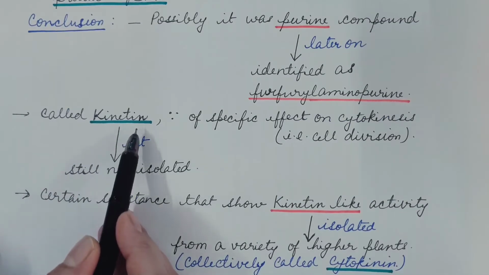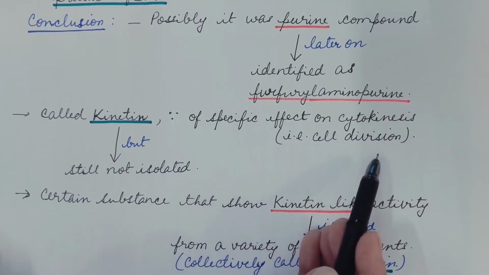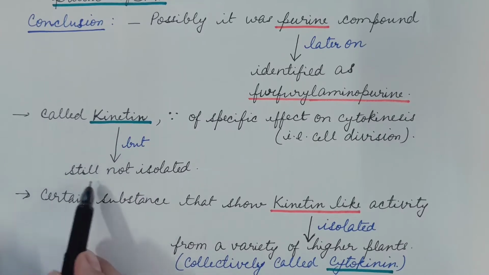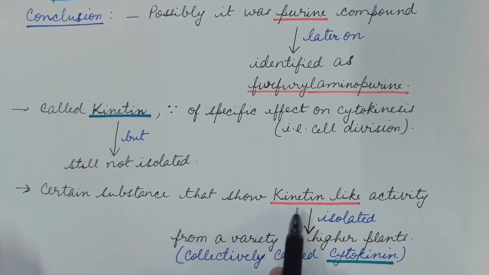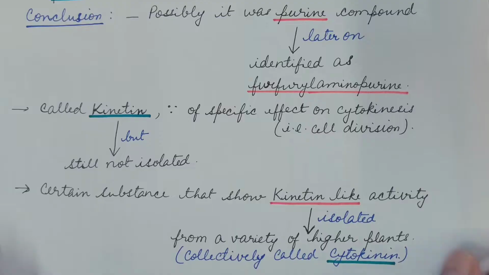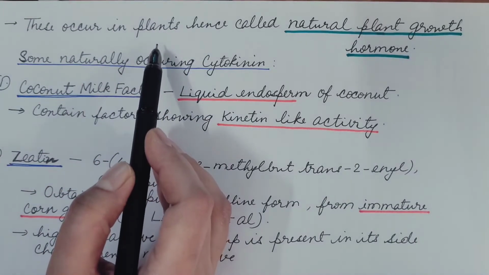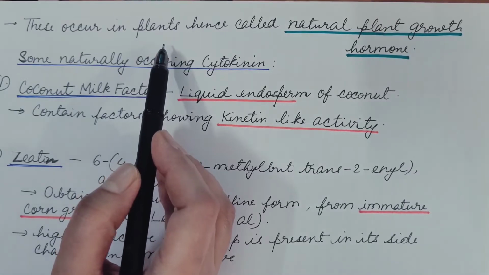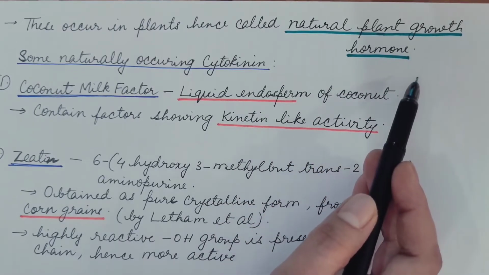It was called kinetin because of specific effect on cytokinesis, that is cell division. But kinetin is still not isolated. Certain substances that show kinetin-like activity was isolated from a variety of higher plants, collectively called cytokinin. These occur in plants, hence these occur naturally, and these regulate growth, hence called natural plant growth hormone.